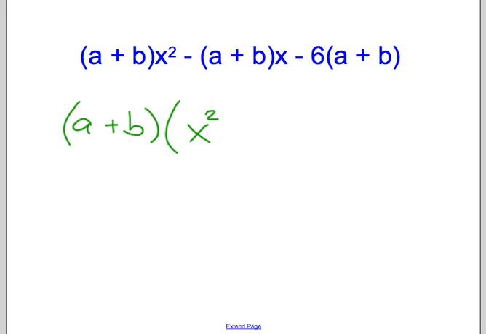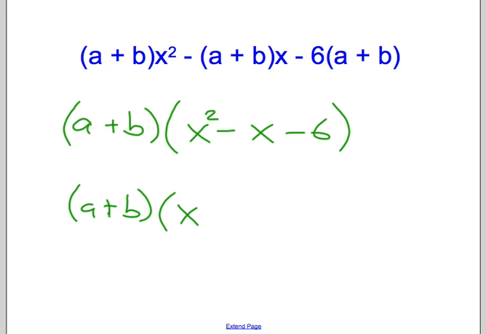And then I look at my next term, minus, and I factor out the a plus b there, leaves me with x. Go to my last term, factor out the a plus b, gives me minus 6. And then I'm at a point where I can factor the trinomial into two binomials. Still need to bring down the a plus b in front.